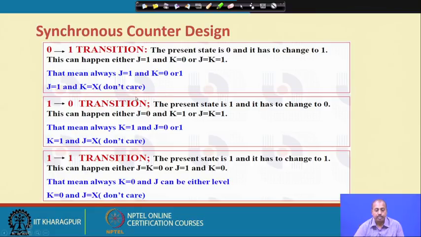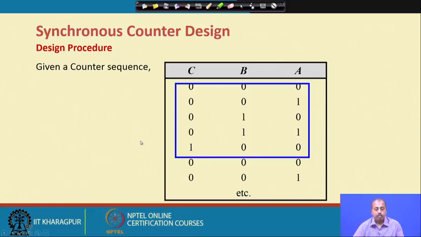For synchronous counter design, we have to see when these transitions are occurring. When the 0 to 1 transition is occurring, the present state is 0 and it has to change to 1 with J equal to 1, K equal to 0, or J equal to 1, K equal to 1. Similarly, a 1 to 0 transition I can get by K equal to 1 and J equal to 0 or 1. And for a 1 to 1 transition, K must be equal to 0 and J can be either 0 or 1.